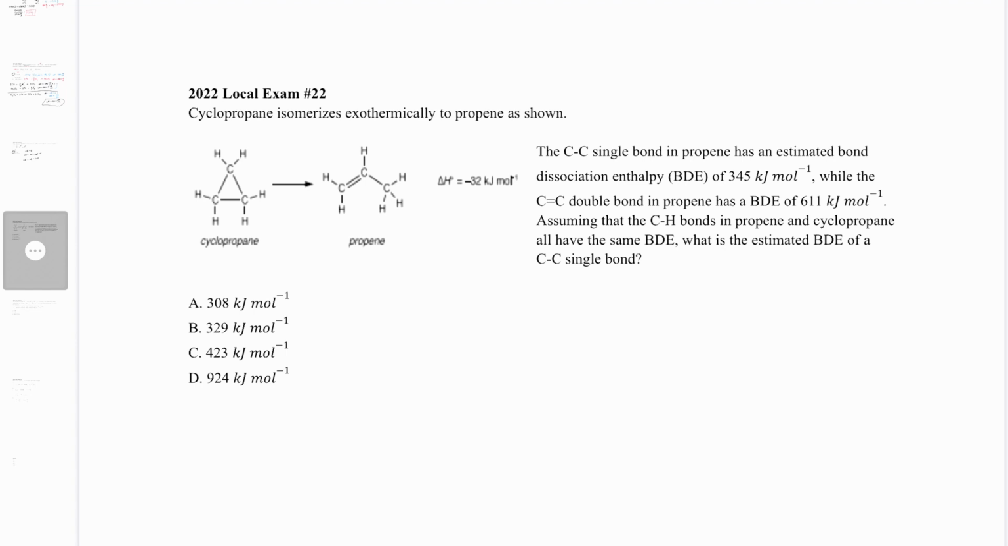So there's a lot here, but the main thing to know is that our change in enthalpy is going to be the bond dissociation enthalpies of the bonds broken plus the bond dissociation enthalpies of the bonds formed. Remember, when bonds are broken, energy is taken in by the system. So this is going to come out to a positive value, but when you form a bond, the system actually loses energy. So this ends up becoming a negative value.